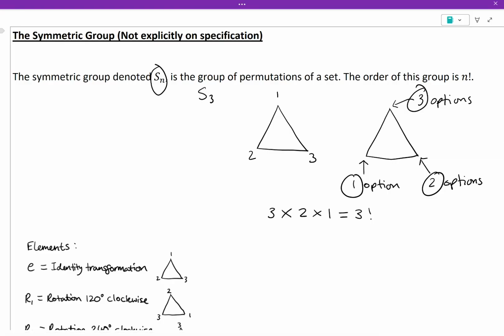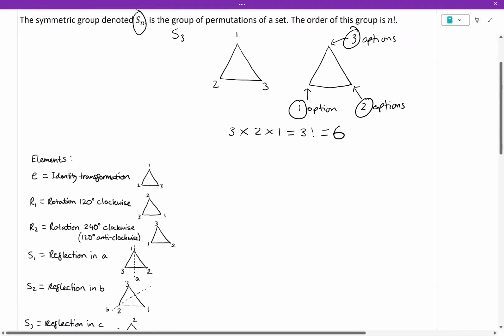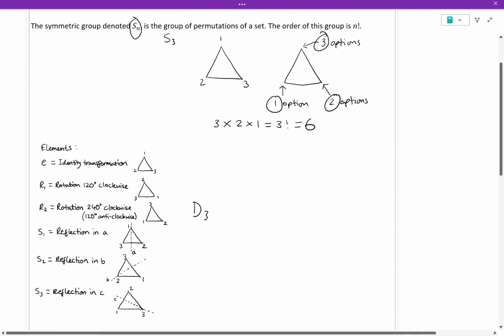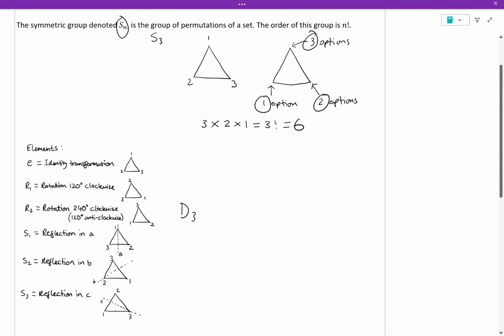And you can logically infer that if you were dealing with a square, it would instead be 4 factorial. However, in the case of the 3 numbers, we've ended up with 6 elements in total. Now that equals the number of elements in D3, our dihedral group, which you can see here. So actually, in the scenario where n is equal to 3, the dihedral group will give the exact same elements as the symmetric group, and it would have the same group structure, so essentially there'd be identical groups.